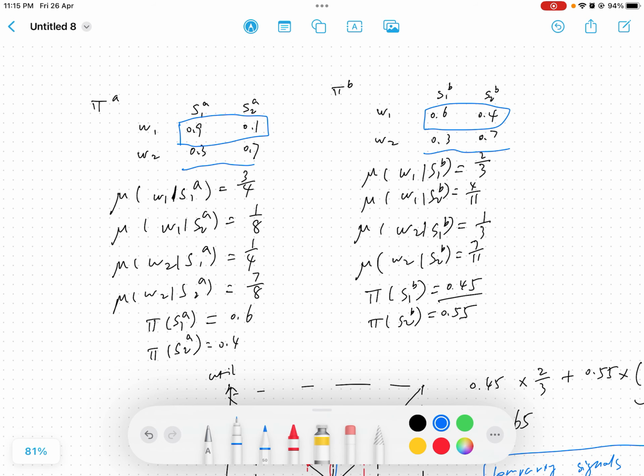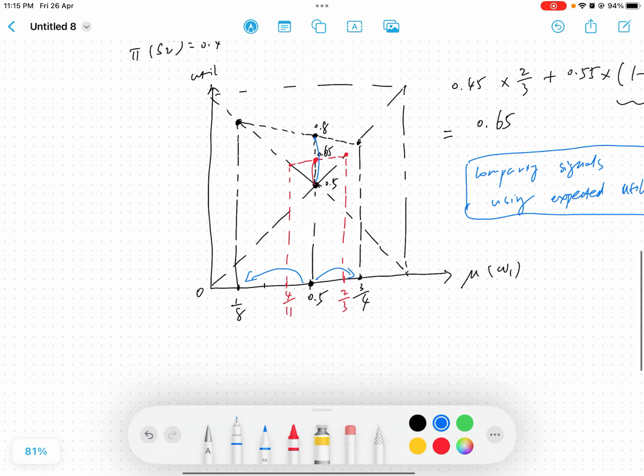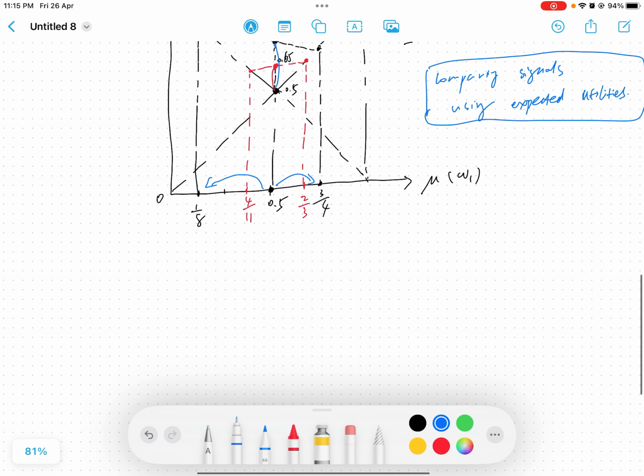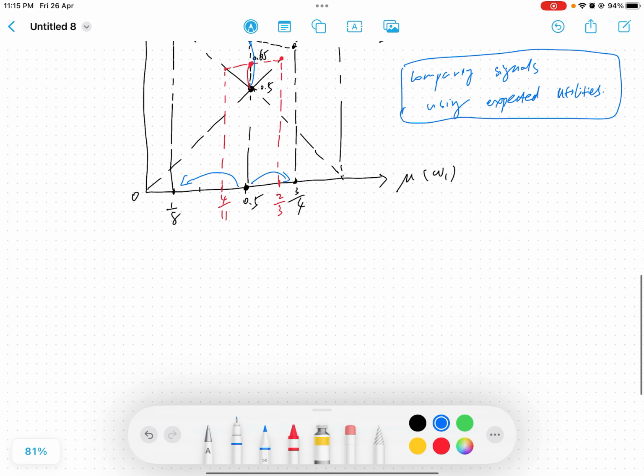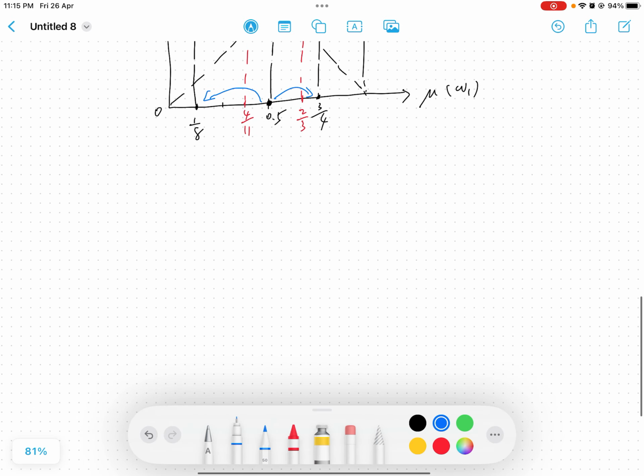If we look at pi a, then we know that omega 1 has a more diverse, more spread distribution than in the case of pi b, right? This is the meaning of garbling. Here we mathematically define it.